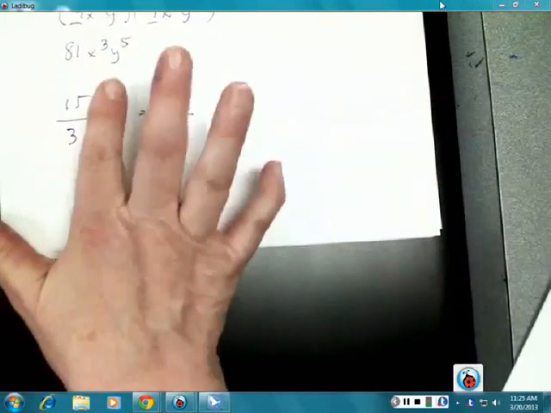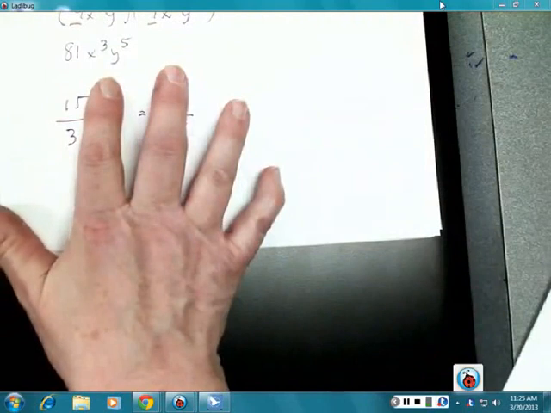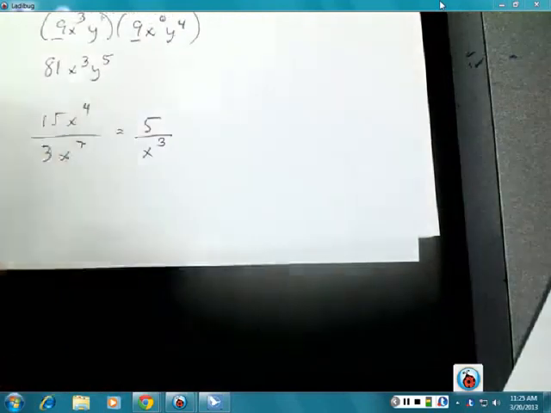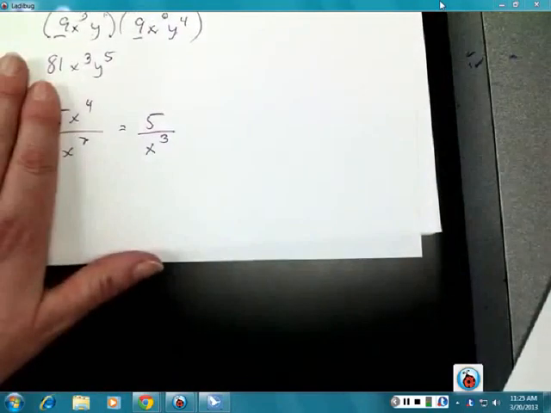15 and 3 are just doing a division. That's just straight division. 15 divided by 3 is 5. But when I get my exponents in there, I have to look at those because my bases match. Okay, x's are the same. So I've got to subtract them.